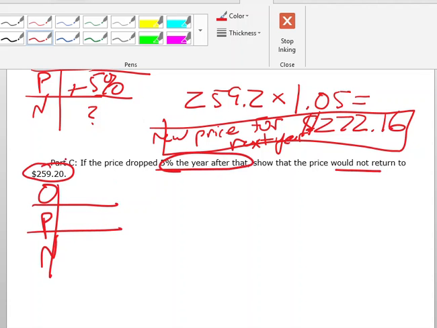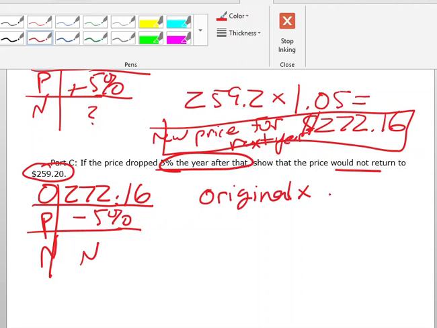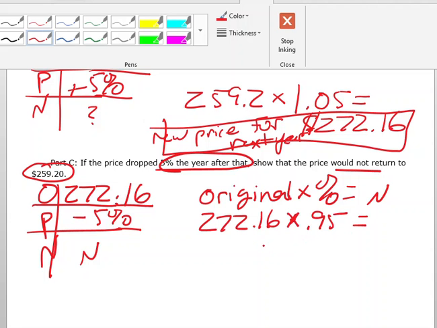All right. So my new original price is $272.16. I have a 5% drop, and that's going to give me my new, which is not going to be $259.20. So I'm going to write over here original times percent is equal to new. I will throw my original here, 272.16 times 0.95, because I'm paying 95%, is equal to 258.55. Make sure you have that before we go into explaining it.